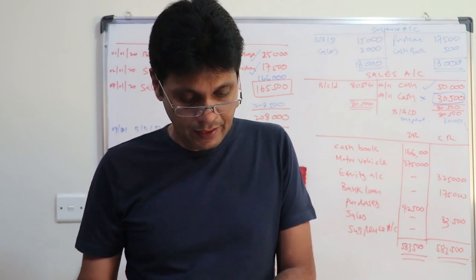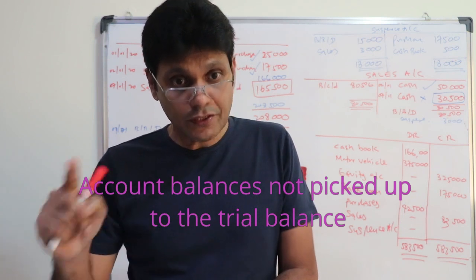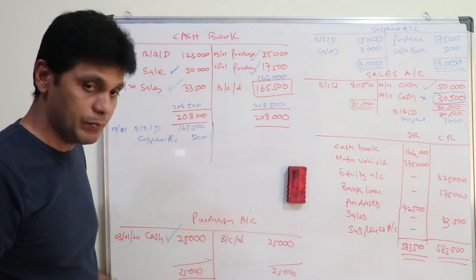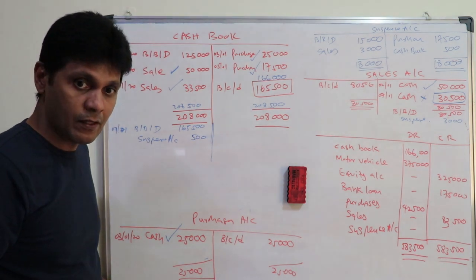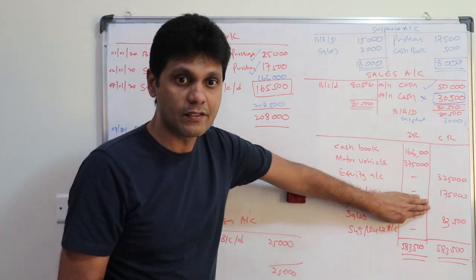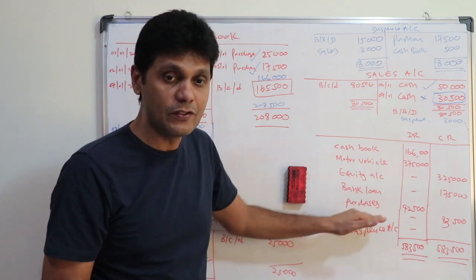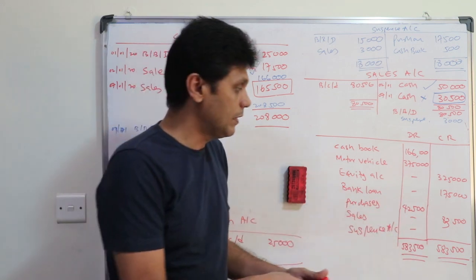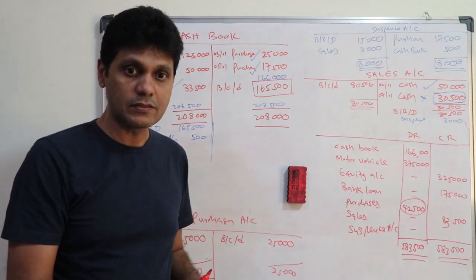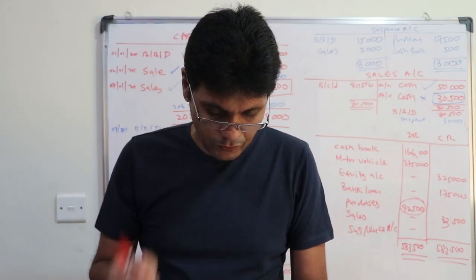Another error is if you have not picked up the ledger balances to the trial balance. For example, let's say the purchasers' balance should be 42,500. But when you prepare the trial balance, you did not pick up 42,500. That means you did not record it, you completely forgot this amount. So the trial balance will not balance. That is account balances not picked up to the trial balance.